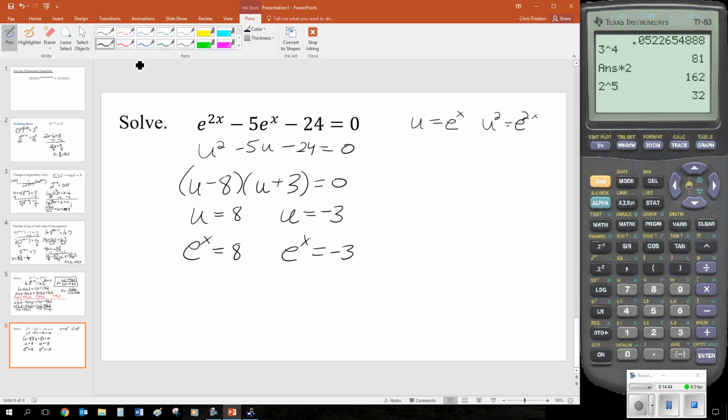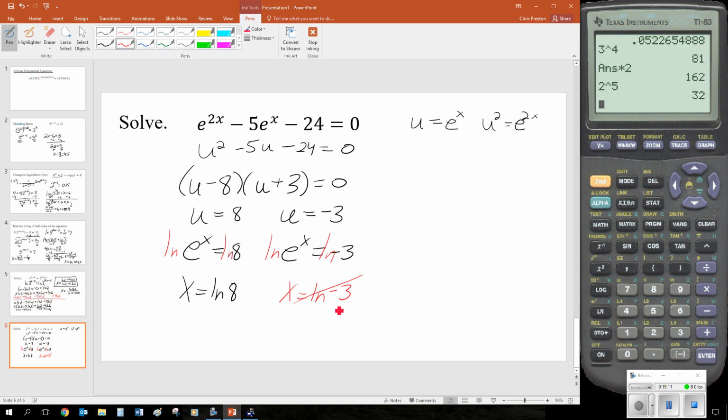Because I'm working with e here, I'm just going to take the natural log of both sides of the equation. That'll give me natural log of e to the x, which is just x. So x equals natural log of 8. Same thing on this one. Take the natural log of both sides. x equals natural log of negative 3, but we're not going to want to do negatives inside of our logs.